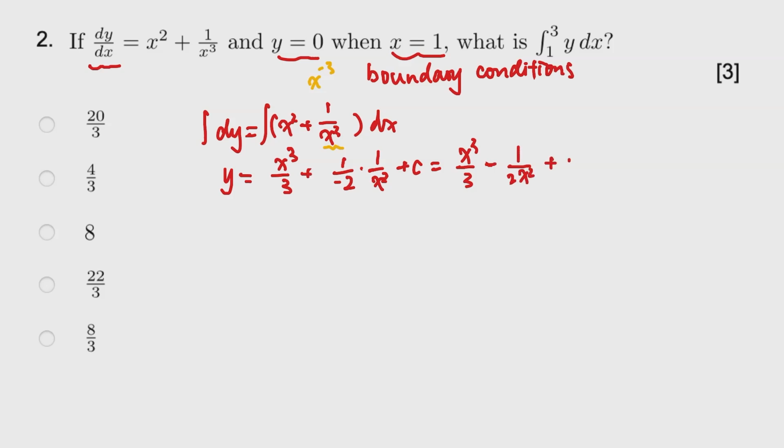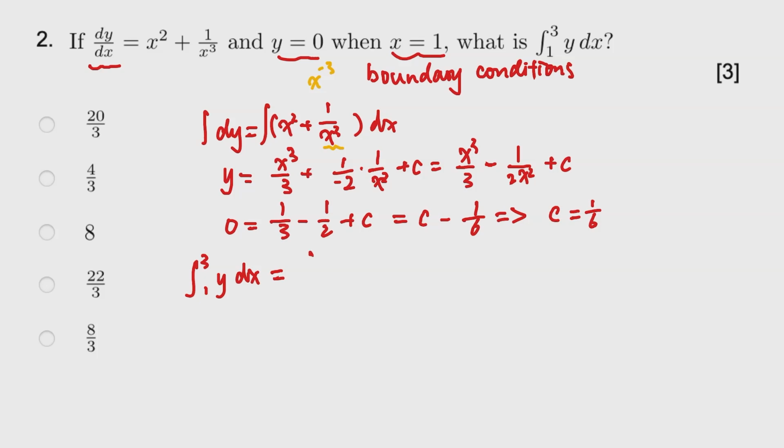We know that when x equals 1, y equals 0. So we can put that in, and we will have the equation as 0 equals 1/3 minus half plus c. We will then have 0 equals c minus 1/6, which means c equals 1/6. We can now calculate the definite integral of y with respect to x from 1 to 3, which is x cubed over 3 minus 1 over 2x squared plus 1/6 dx from 1 to 3.